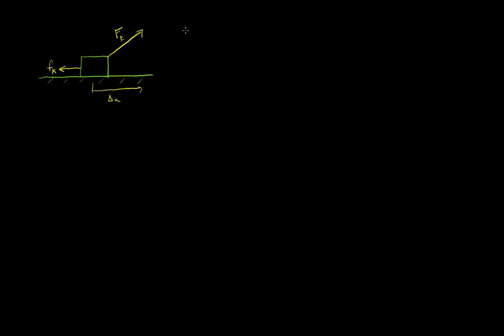So the work of the rope would be the force of the rope times the displacement times cosine theta, right? And then the work of friction, it's opposite in direction, so that's going to be negative force of kinetic friction times the displacement. It's negative because that's cosine 180, or that it's doing negative work, whichever way you want to think about it.